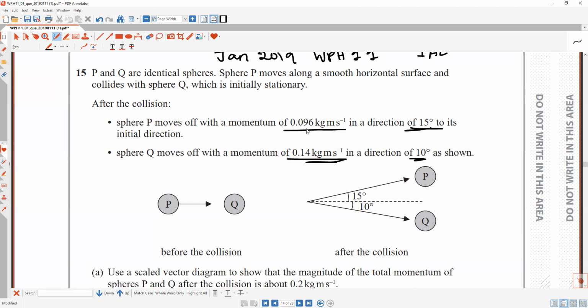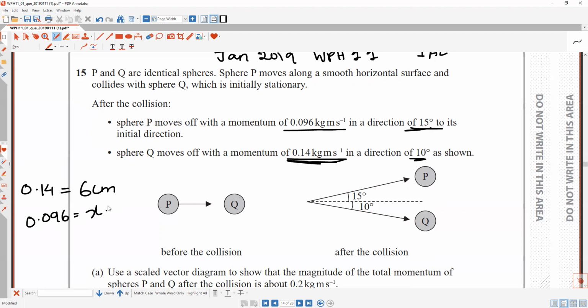Let's decide how many centimeters we should use. We have to make it as big as possible. Let's say 0.14, because what is the biggest number over here? This one, 0.14. Let's say for 0.14, let it be 6 centimeters. I just decided this scale on my own. So therefore, for 0.096, how much will it be?